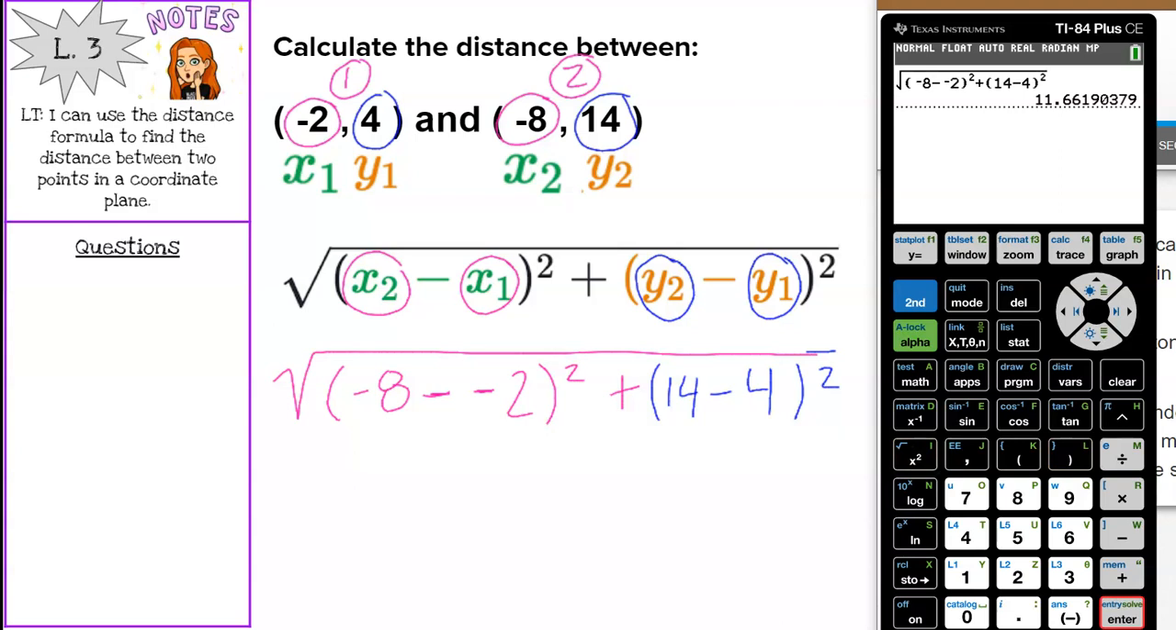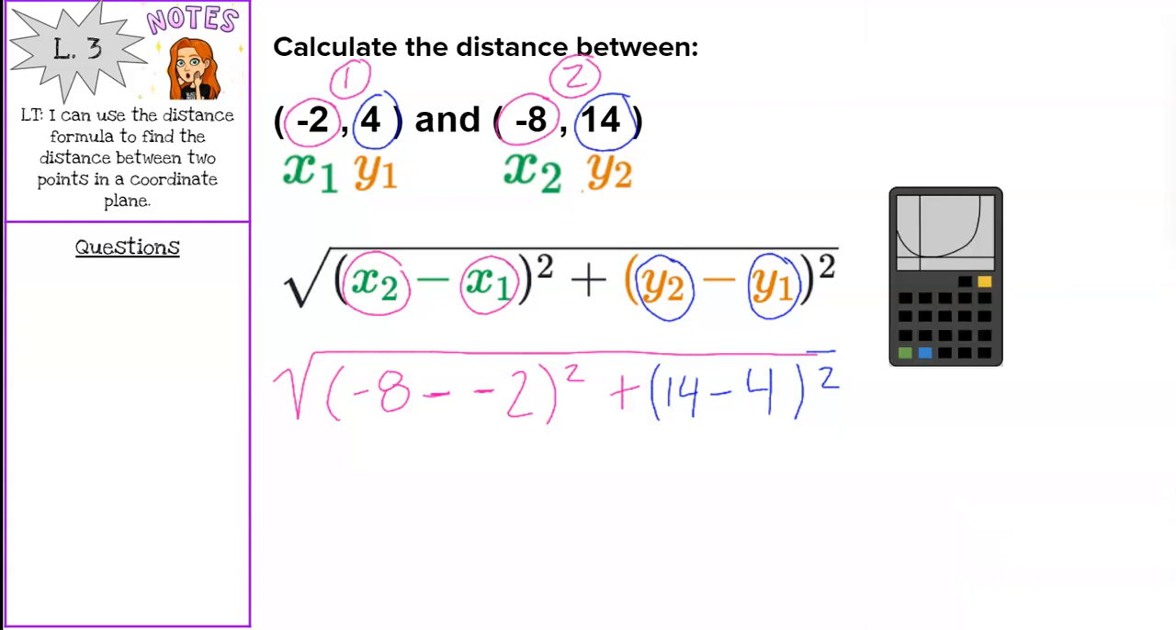11.66. And we can keep it 11.66 because there's a 1 after that 6, which means it just stays. We don't have to change the number there. So our answer would be 11.66. That's all the notes I have for you. Go ahead and move into your practice.